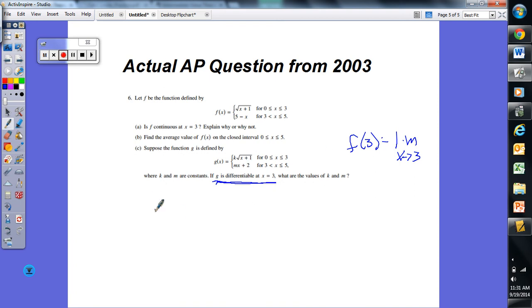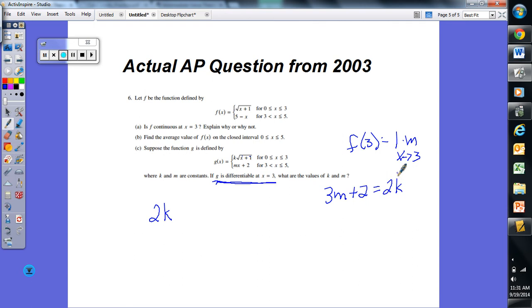Well, f of 3 is 2 times k. Now let's see where I got that from. When you plug 3 in for x, you get 4. Square root of 4 is 2, so we get 2k. The limit as x approaches 3 from the left is 2k, but from the right, it is 3m plus 2, but that has to equal 2k.